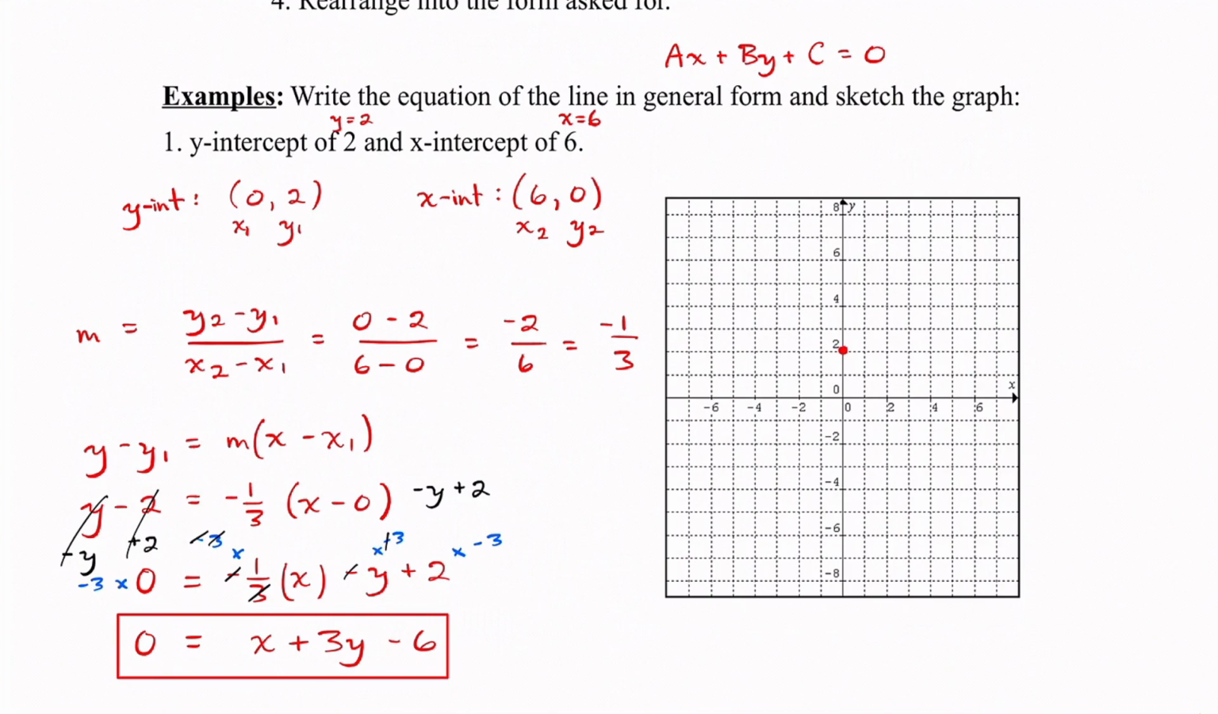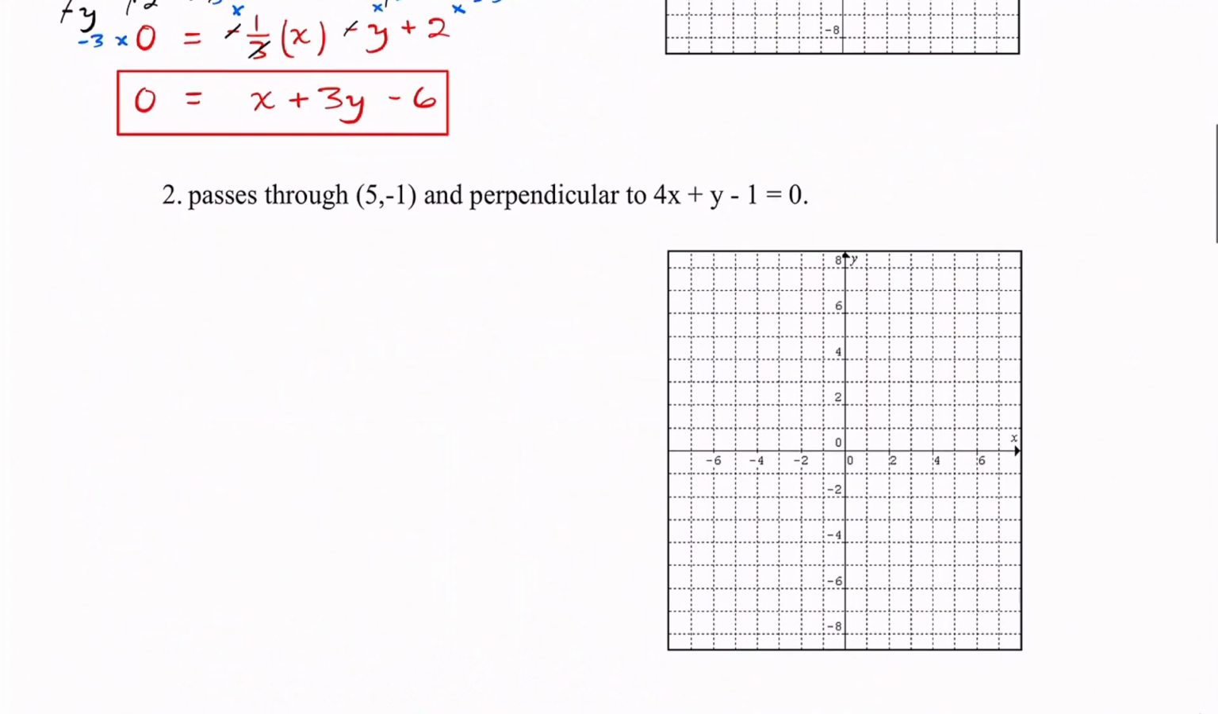And then our x-intercept is at 6 and 0. So we're over 6, and we're not anything up or down. So we're just right there. And then we can just take our ruler, set it on, and then draw our line. And then don't forget your arrows at the end of your line. So number 1 is now complete. We can look at number 2 next.